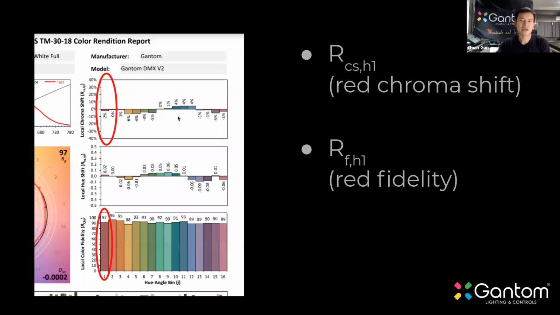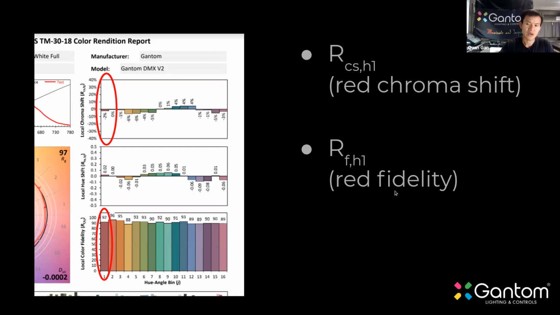Okay, so now let's look at the final two numbers you have to look at when it comes to TM-30. So there's this RCS-H1, which stands for chroma shift, and H1 stands for this first hue bin, this first one. I think there's 16 bins, and this is the first bin. So we're only really interested in the performance on the red. And so this number you got to watch out for.